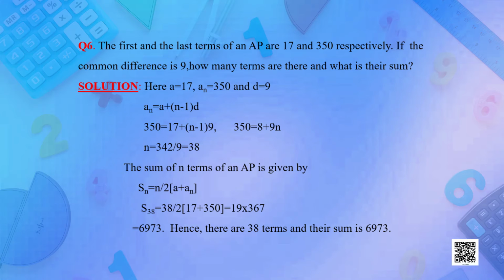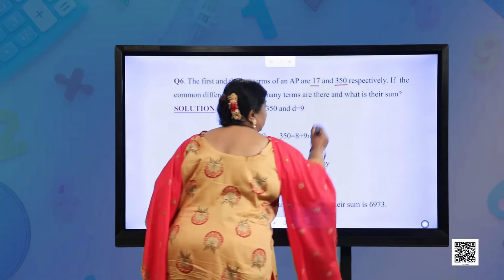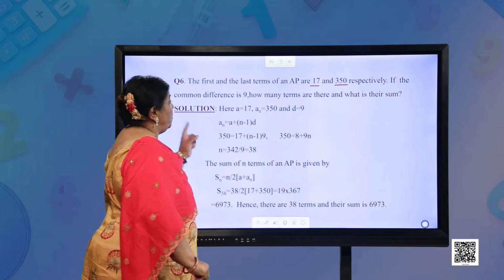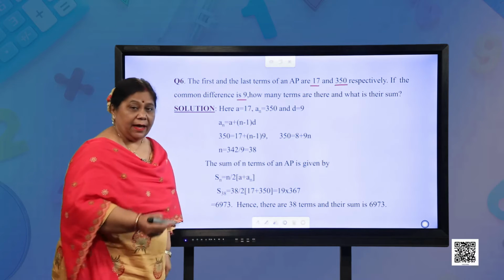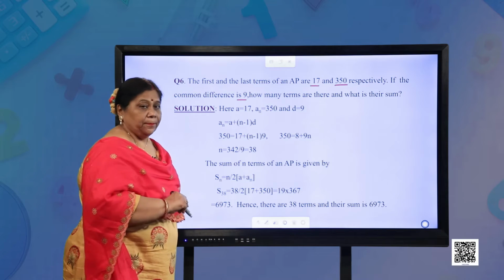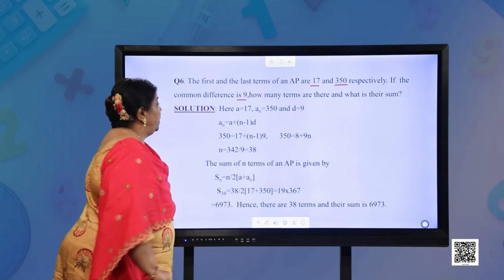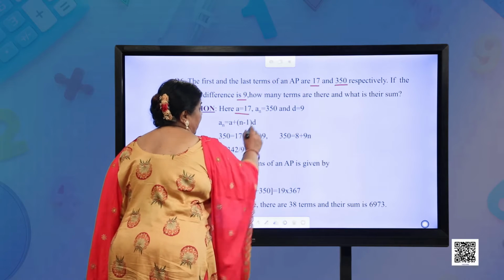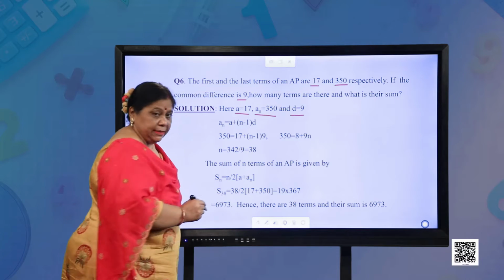Question number 6, which says the first and the last term of the AP are 17 and 350 respectively. Okay, this is first term and this is last term. If the common difference is 9, then how many terms are there and what is their sum? I need to find number of terms and also their sum. So, A is 17 and An is 350 and D is 9.